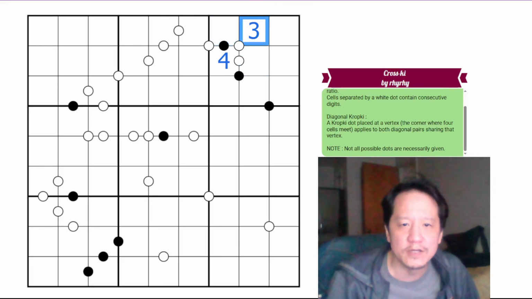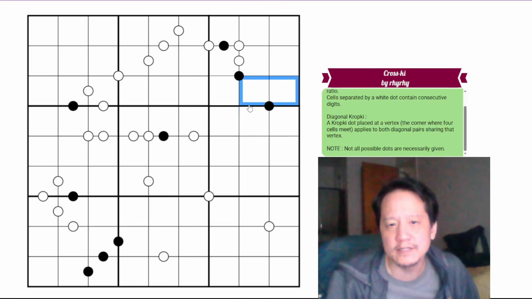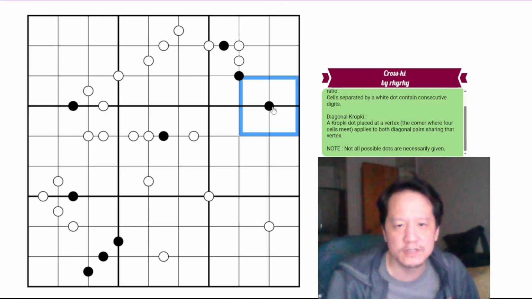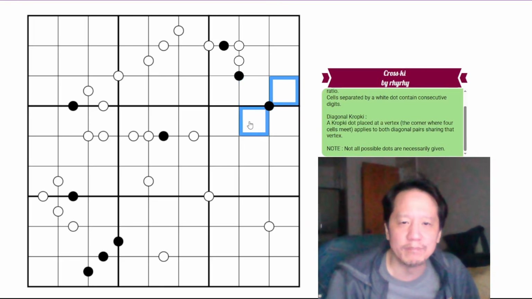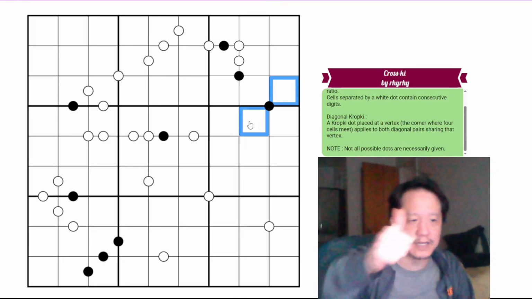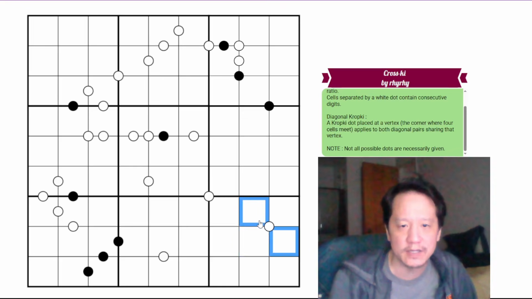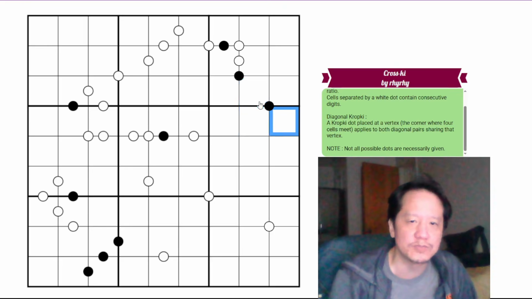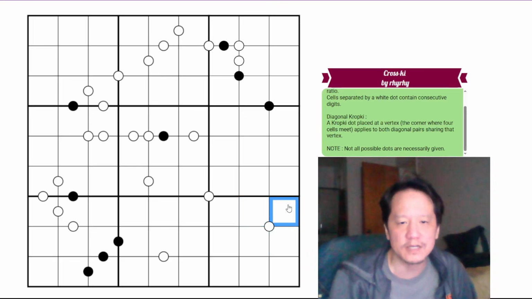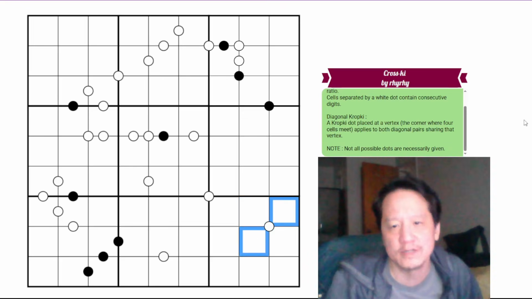Around any dot that's around a vertex, the two diagonals must be, if it's a black dot, in a 1 to 2 ratio. And if it's a white dot, they have to be consecutive. So therefore, these digits would have to be in a 1 to 2 ratio, and these digits would have to be in a 1 to 2 ratio. These digits here would have to be consecutive, and these digits would have to be consecutive.